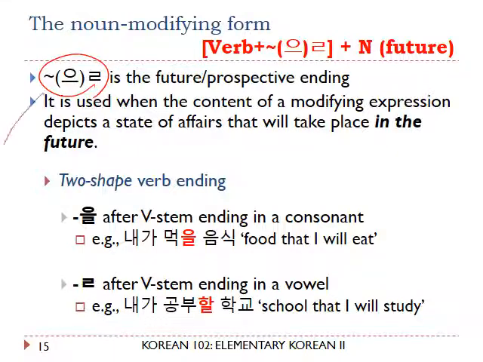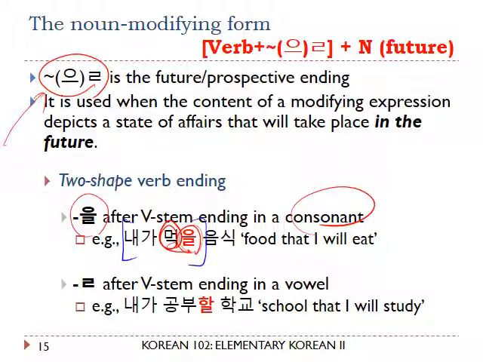And as you see here, this has two shapes of ending. Attach 을, if the verb stem ends in a consonant, for example, 내가 먹을 음식. So here, 먹, to eat, and it ends in a consonant, so attach 을. And this is a noun modifying form, so 내가 먹을 functions as a noun modifier. The food that I will eat.